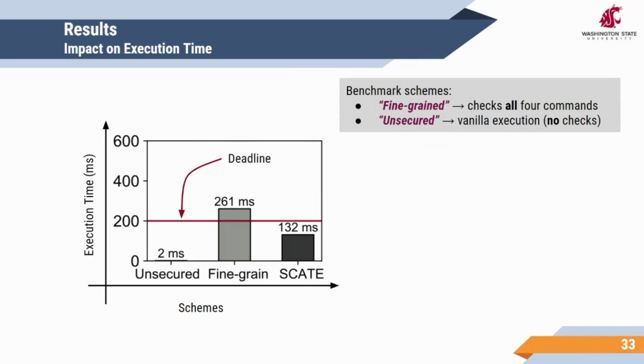And as you can see, the red line here shows the task timing constraint, or deadline. The fine-grain scheme, the middle one, exceeds that, which means your system is not schedulable, it's not feasible, so it will not work if you deploy it. But in contrast, the one with selective checking is able to complete within the timing constraints.